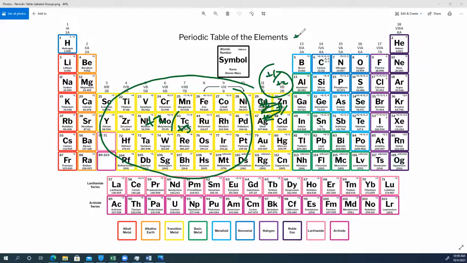These guys are +3. These ones here are +2, +4. Like carbon, +2, +4. If you look at silicon, silicon is just showing +4, -4. Over here, germanium, +2, +4. Tin, +2, +4. Lead, +2, +4.